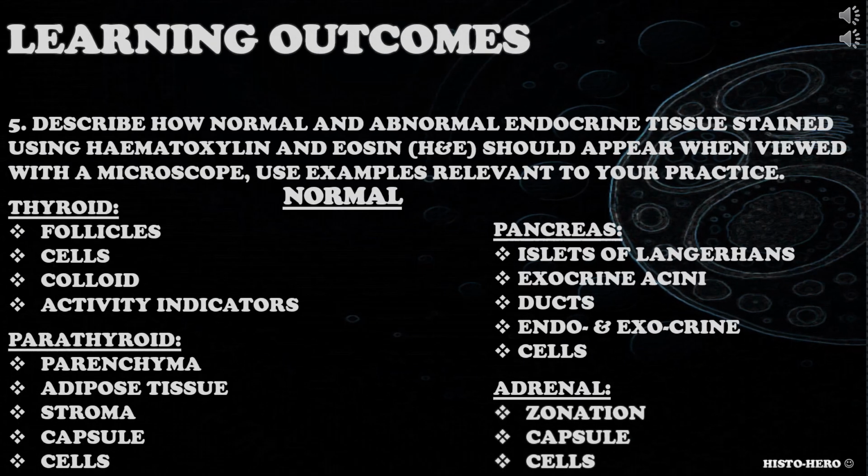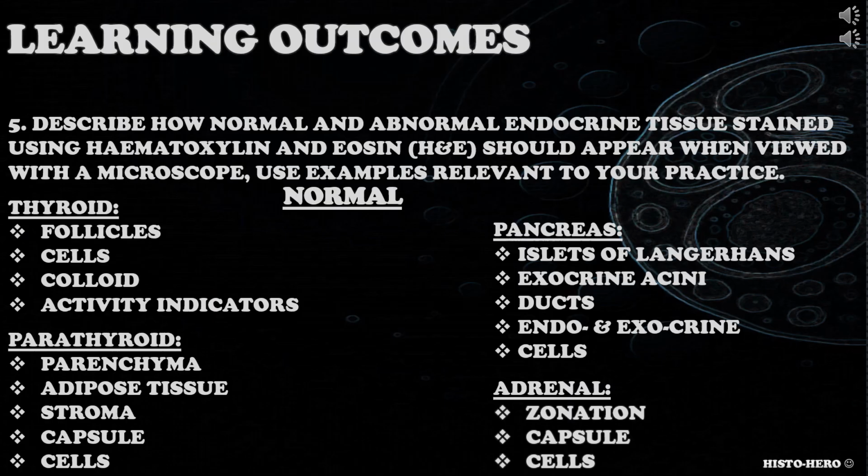The fifth learning outcome is for the candidate to describe how normal and abnormal endocrine tissue stained using H&E should appear when viewed with a microscope. Use examples relevant to your practice. Let's focus on the normal features first. How would normal endocrine tissue stained with H&E look microscopically?